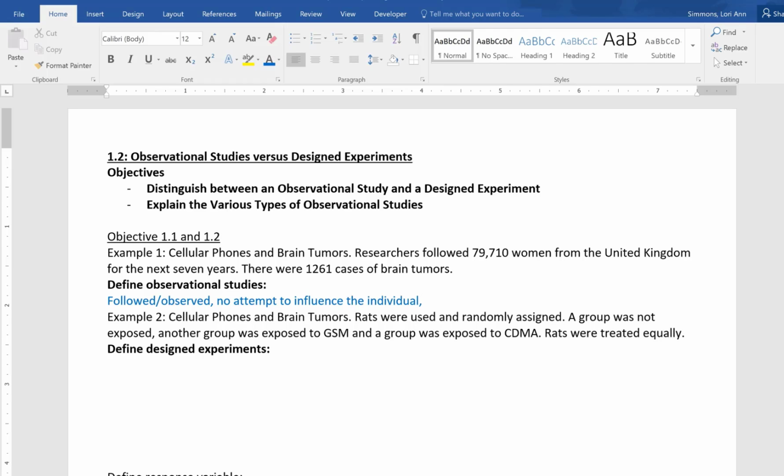With observation, you can never say cell phones caused brain tumors. You can only claim association. Cellular phones are associated with brain tumors. So you can only claim association.